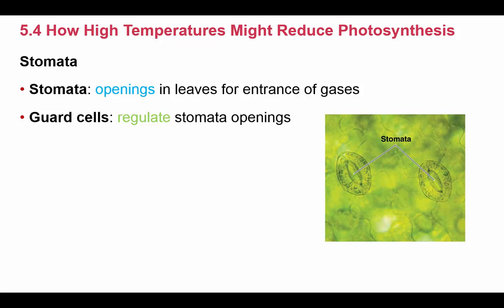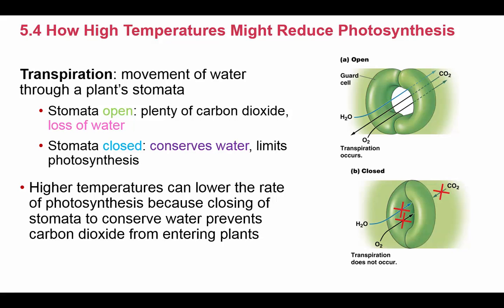Well, first off, we need to understand a part of a plant called a stomata. Stomata are openings in leaves, and these openings in the leaves actually allow for gas exchange. And if you look over here to the image, so stomata, this would be the opening here. And on either side of the stomata, you have these things called guard cells. And so what guard cells do is they regulate the opening of stomata. They have this ability to close the stomata or to open it.